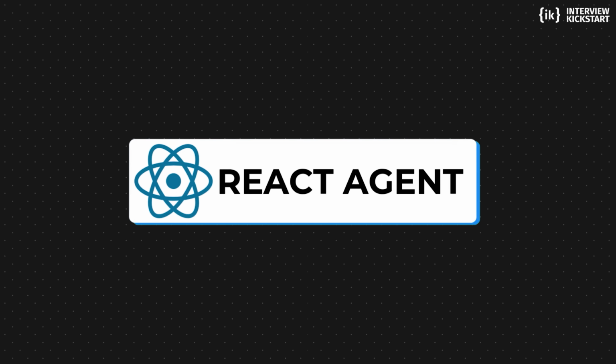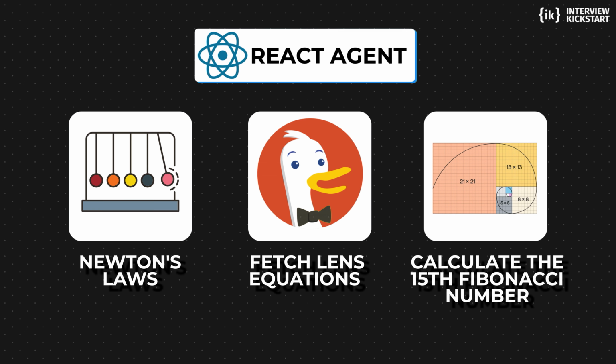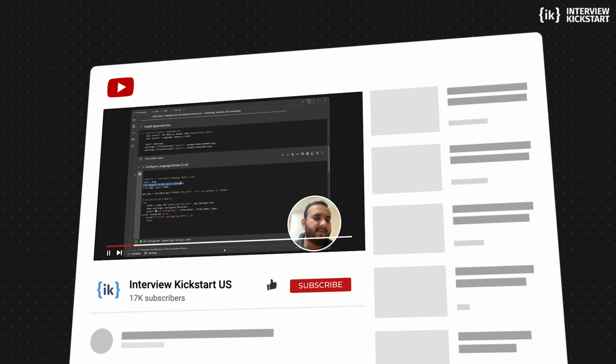We'll build a React agent that can handle Newton's laws from memory, fetch lens equations from DuckDuckGo, and calculate the 15th Fibonacci number by writing its own code. Watch this reasoning chain in action. Let's start with the lightweight setup and see how it makes intelligent decisions.